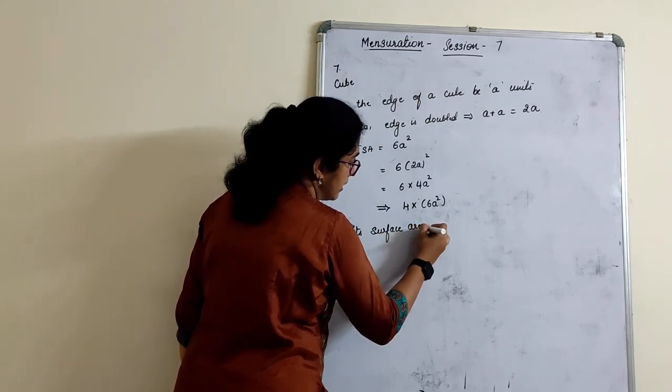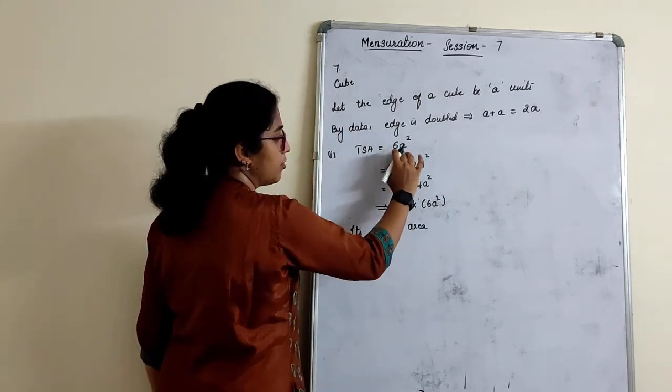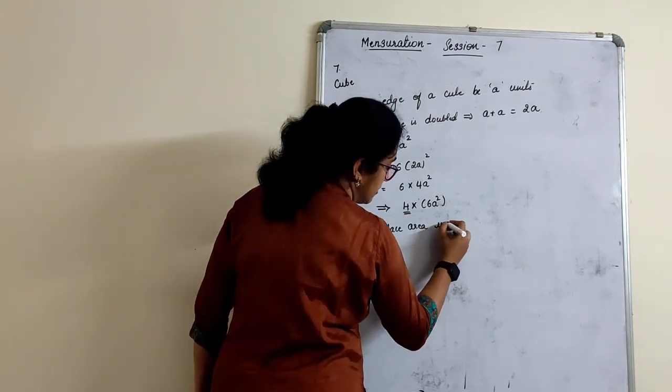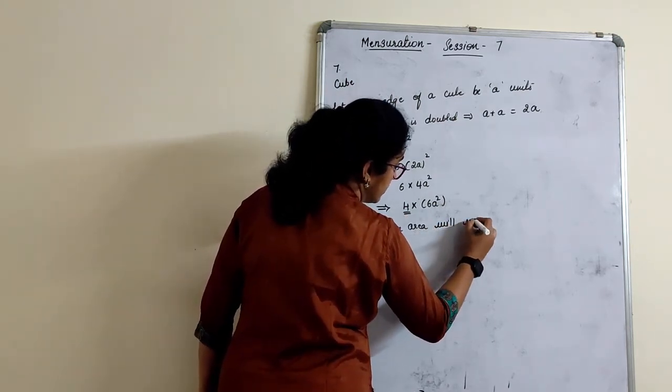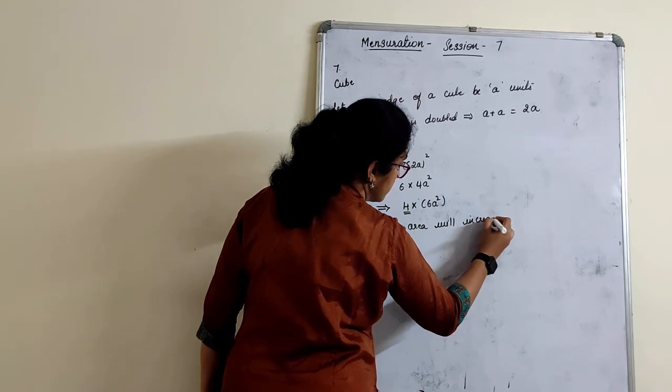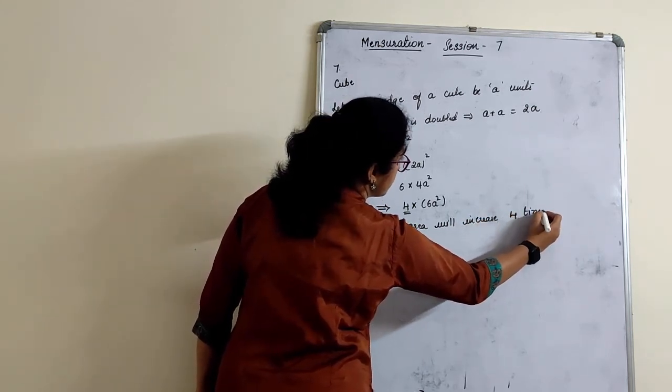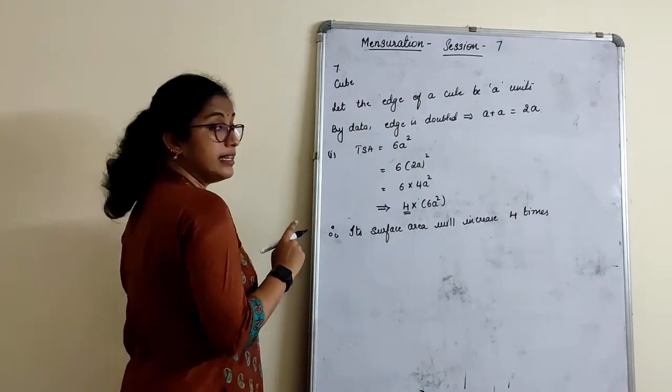surface area 6A square only, no? Is increasing how many times? Surface area will increase 4 times if the edge is doubled.